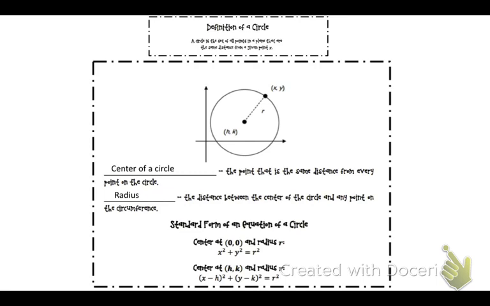And there's two equations for this, or really it's the same equation. If the center is at 0, 0, then it's x squared plus y squared equals r squared. If the center is at (h, k), it's (x minus h) squared plus (y minus k) squared equals r squared.